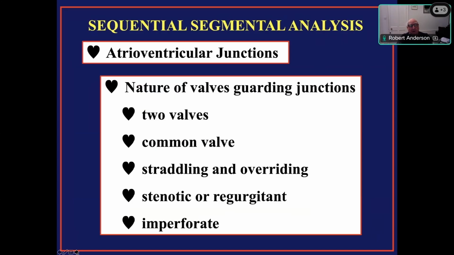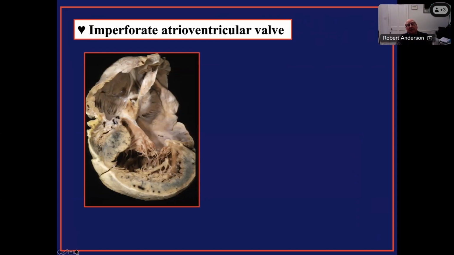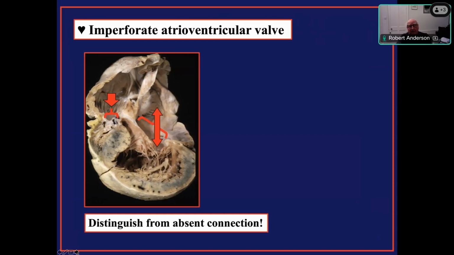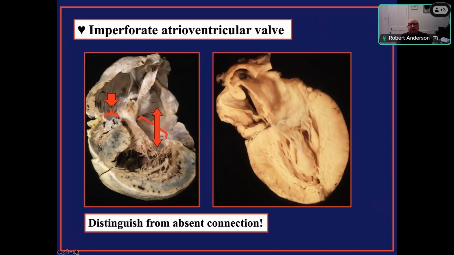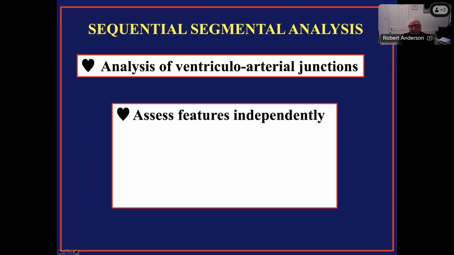We also need to take note of straddling and overriding valves, stenotic or regurgitant valves, and in particular imperforate valves. Because look at this heart. In this heart, left atrium connects into the left ventricle. The right atrium is still in potential connection with the right ventricle, but the passage is blocked by an imperforate valve. We have to distinguish that from the much commoner variant of tricuspid atresia, which in fact has the left atrium connecting to a dominant left ventricle with absence of the right atrioventricular connection.